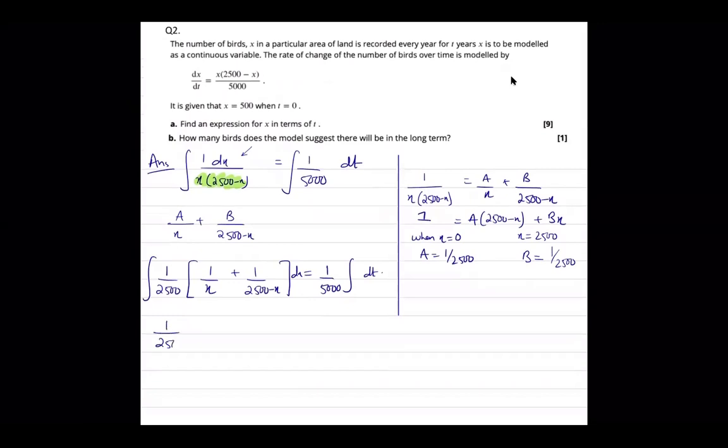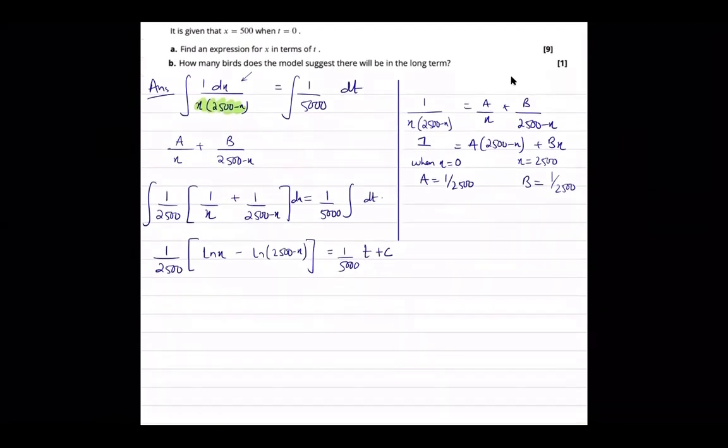So if I take 1 upon 2500 outside, the integration of 1 upon x is ln x, and integration of 1 upon 2500 minus x is going to be minus ln 2500 minus x, equals 1 upon 5000 t plus t. 2500 and 5000 can be simplified. So the end result can be ln x upon 2500 minus x equals 1 upon 2 t plus t.